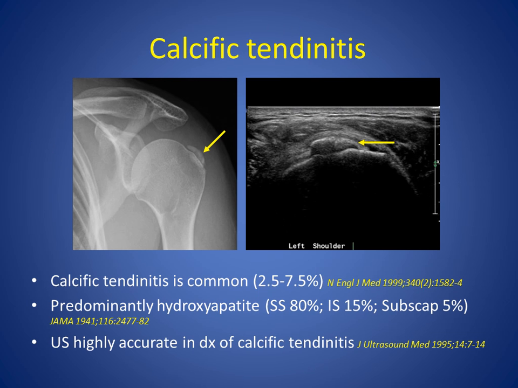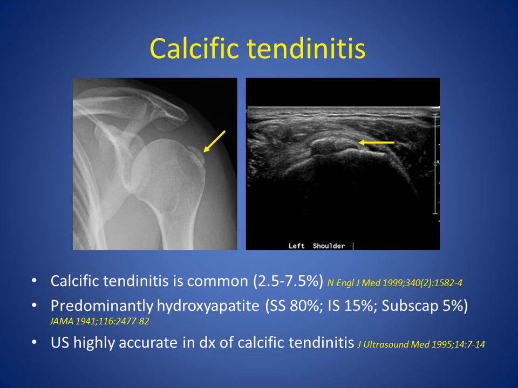Okay, and the last procedure we'll talk about is calcific tendinitis. Remember, calcific tendinitis is quite common in the general population. It is predominantly hydroxyapatite in nature. It is most commonly affecting the supraspinatus tendon and to a lesser extent the infraspinatus tendon.